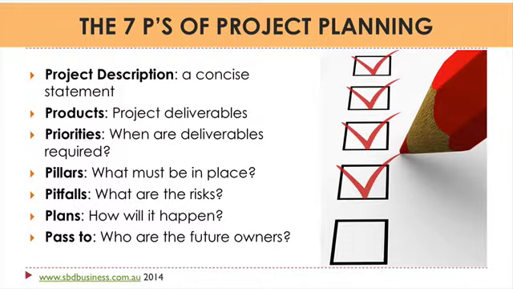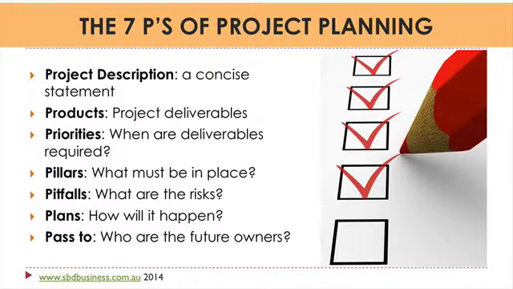The next two, products and priorities, go together. So the products are the deliverables and the priorities are when the deliverables are required. So the products are the concrete deliverables that we must deliver with appropriate time frames. So there's the milestones, if you like, for the project that indicate when things need to be delivered. They need to be clarified well.